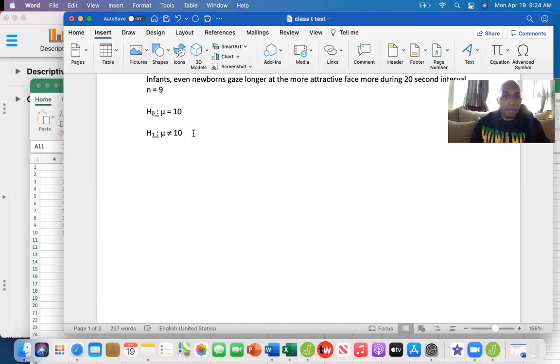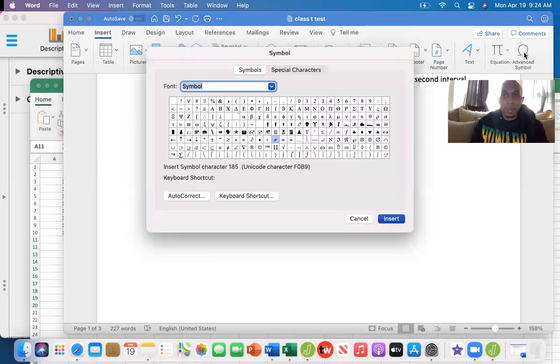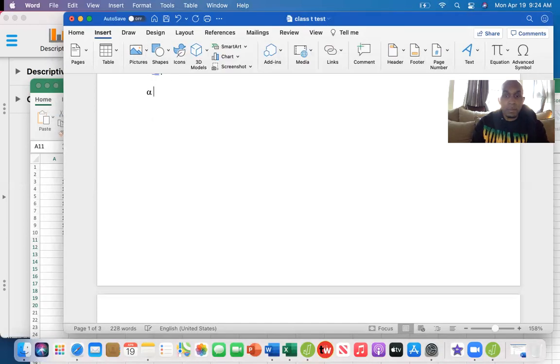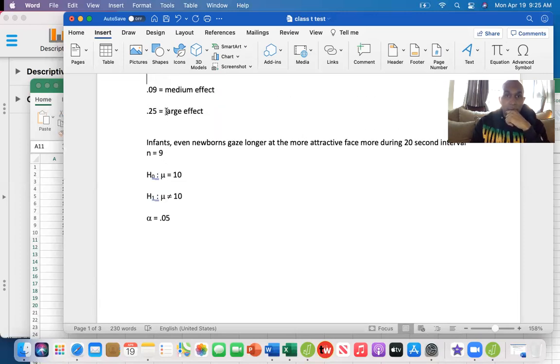We're going to set alpha at 0.05, so we're using a 95% confidence interval. Alpha equal to 0.05. All right, so now we're set, right? So we set our criterion. Okay, we can look even further now that we know our sample size, we know degrees of freedom is going to be equal to 8.